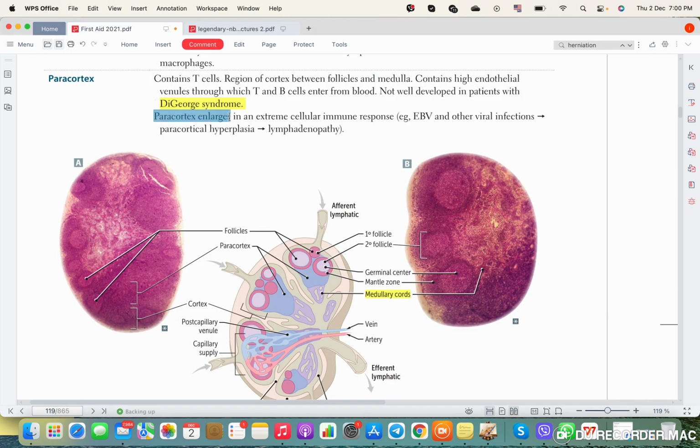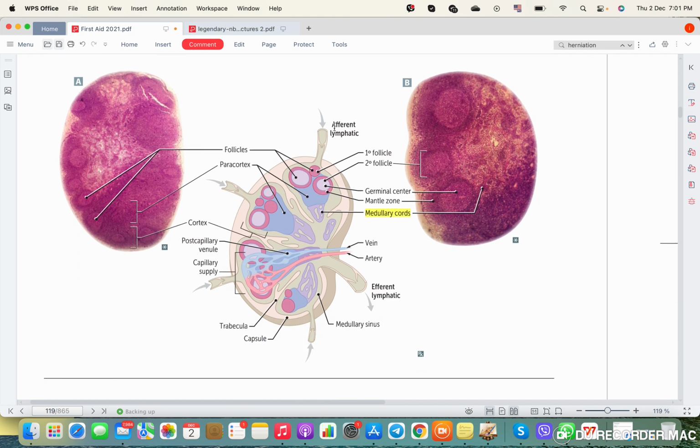So the paracortex, which contains T cells or B cells, what does the paracortex contain? Yes, it contains T cells. If someone has a viral infection, or if you have a stress of an organ, you will have cellular adaptation. So you need more T cells. So you undergo the process of hyperplasia. Is hyperplasia an increase in size or number? Exactly, it's an increase in number. Good. So EBV and other viral infections lead to paracortical hyperplasia, which leads to lymphadenopathy. Lymphadenopathy basically means enlarged lymph nodes.